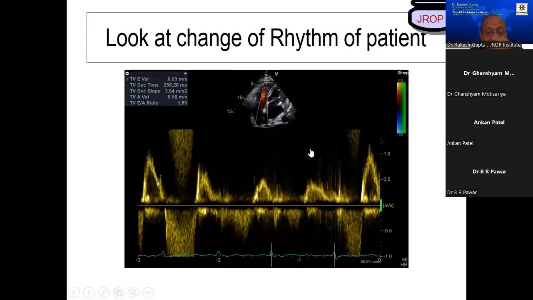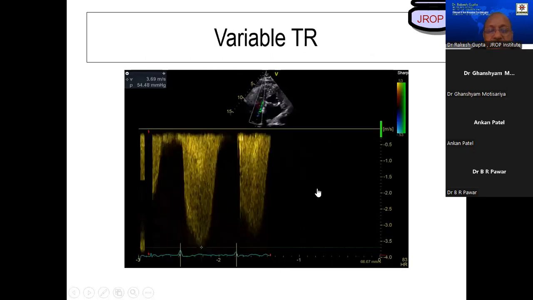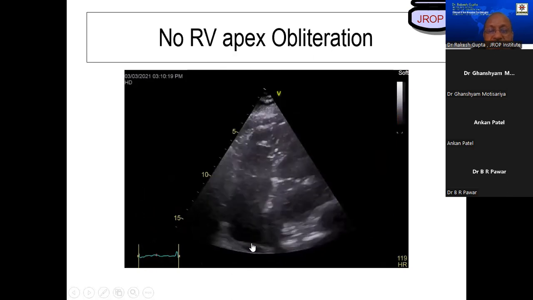Look at the change of rhythm of the patient. The patient who was normal suddenly became atrial fibrillation. TR jet velocity, variable. And now this is atrial fibrillation.